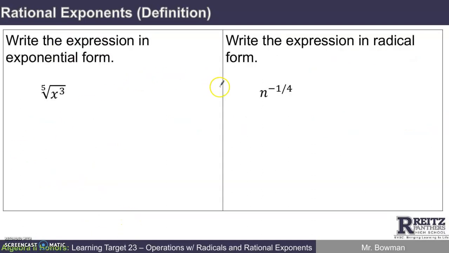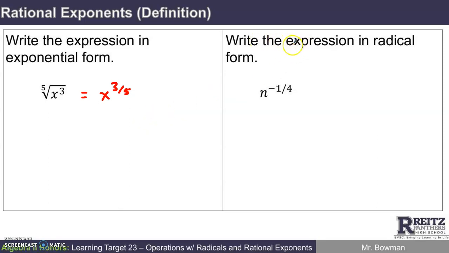The goal for this screencast is to be able to convert between those two, so we should practice both directions. Here's an expression that's in what we call radical form, and we'd like to write that in exponential form. This is the 5th root of x cubed, which can be written as x to the, the power for the radicand goes as the numerator, and the index is the denominator. That's x to the 3/5 power.